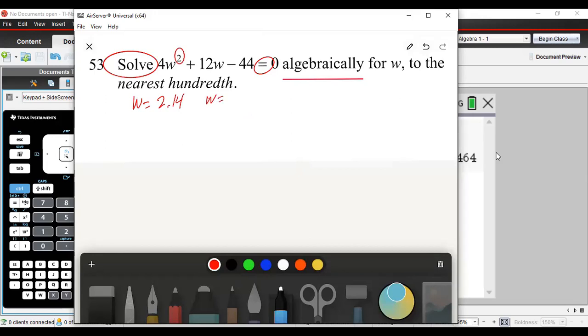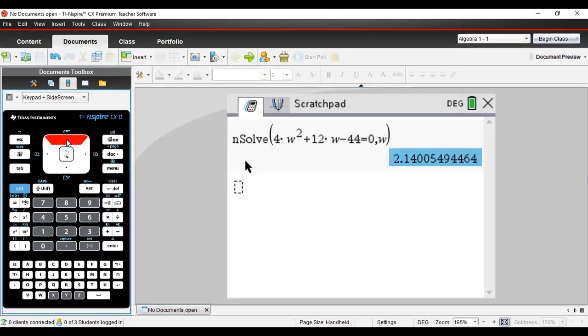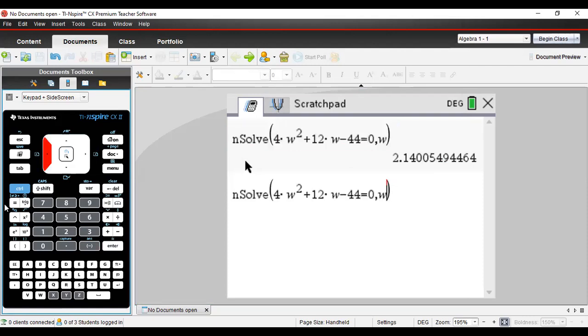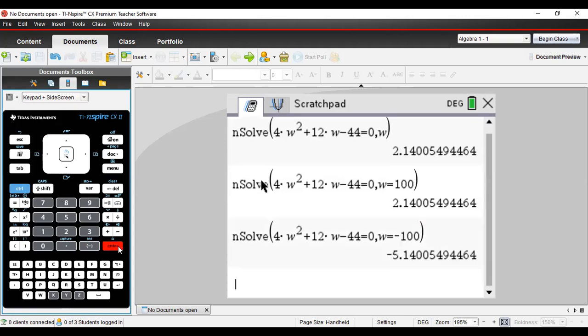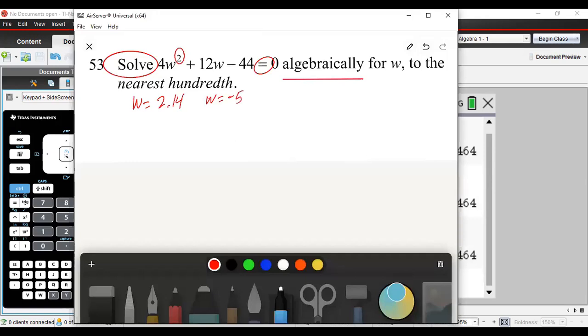The way that I find the other one is I give the calculator a different starting place. So let's go here, and inside we're going to go equals 100, press enter, and it's still the same thing. Now I'm going to copy this and change that to a negative 100. So I'm going to go to the other side and start to search. Press enter, and it found the other one. So here are my two solutions, 2.14 and negative 5.14. So if I go to the iPad, I write negative 5.14.